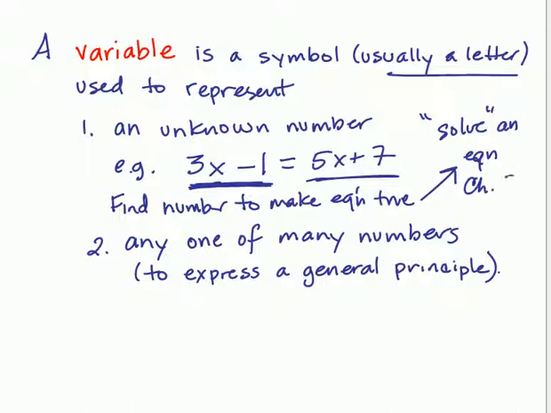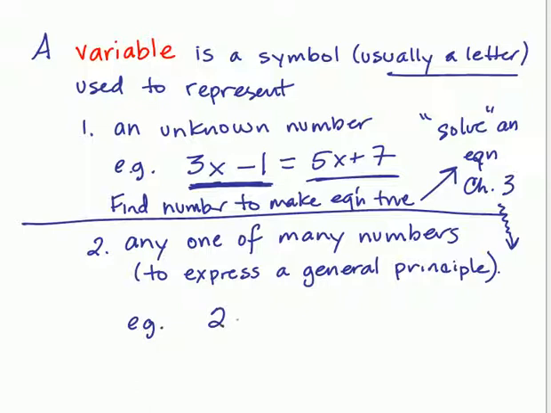Okay, another use of a variable is to express any one of many numbers. In other words, you want to show a general principle and you let a variable stand for lots of things. An example of that would be 0 times a equals 0. And this is a general principle. What this is saying is, for any number a, if you take it and multiply it times 0, it's 0. So this variable here, a, stands for lots of different numbers.